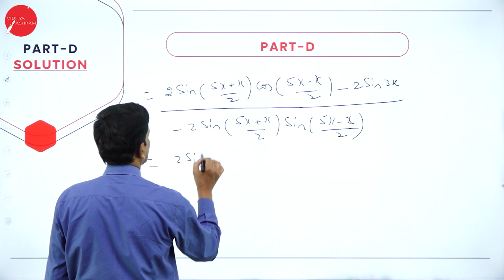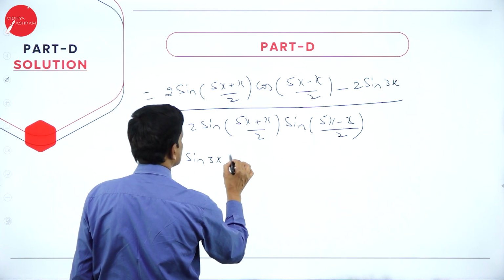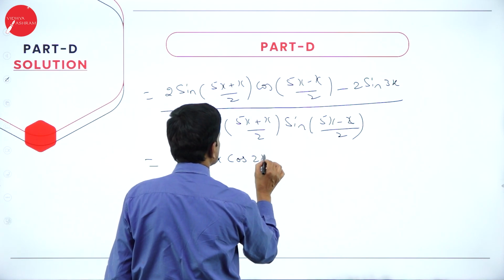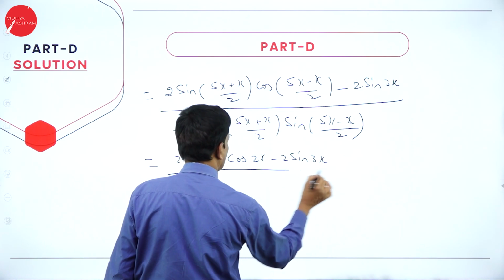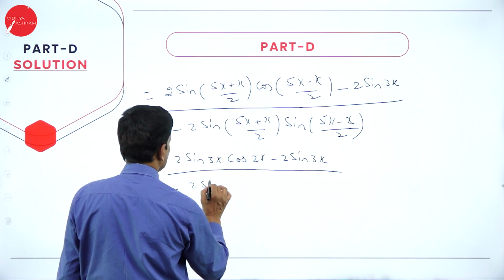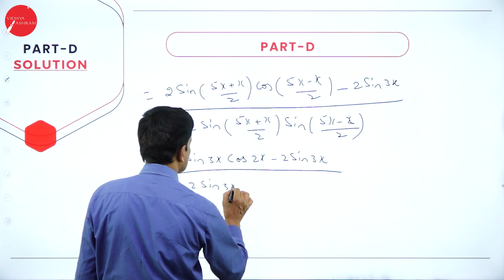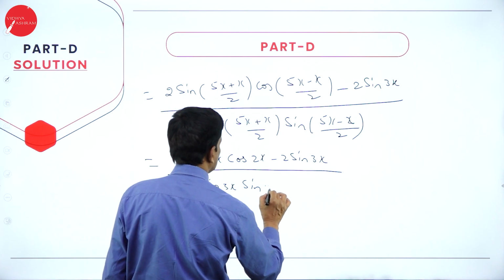So this is equal to 2 times sin of (5x plus x) by 2, that is 6x by 2 is 3x, sin 3x into cos of (5x minus x) by 2, 4x by 2 is 2x, minus 2 sin 3x, whole divided by, in the denominator, minus 2 times sin of 6x by 2 is 3x into sin of (5x minus x) by 2 is 2x.